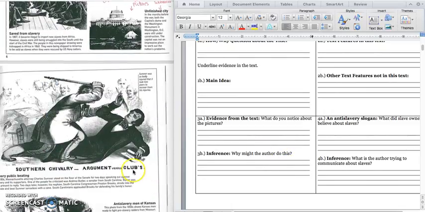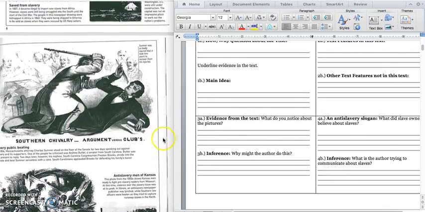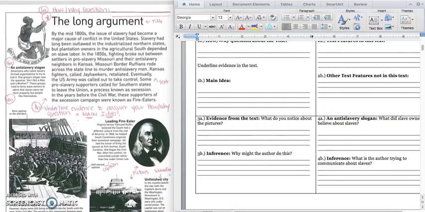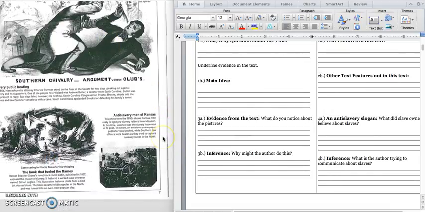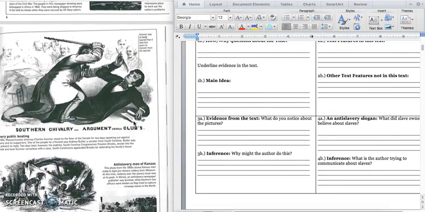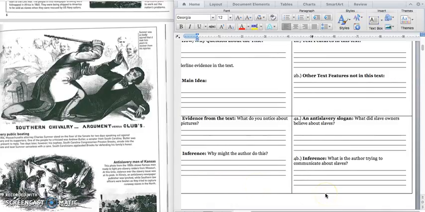Well, I'm noticing that this picture is in color on the top of the second page and it's really large. This must be an important event that shows how the states were arguing or what they were arguing about. So we could say the author uses large or colored pictures to draw the reader's attention to the main idea. Press pause to write down your answer and play when you are ready for number 4.